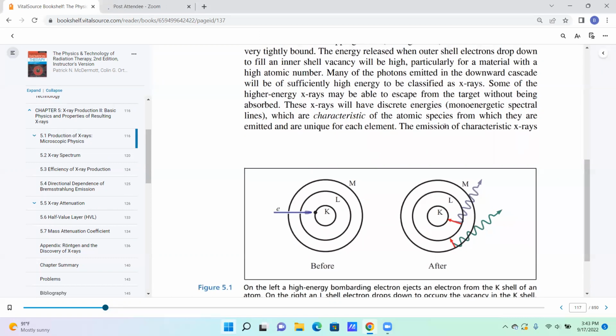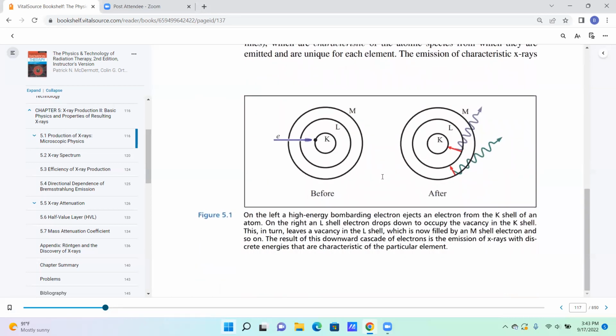These X-rays will have distinct energies because there are distinct energy levels, and in order to get from one to another, it's quantized. And so for different atoms, it's going to be different values. These values are characteristic of the atomic species for which they are emitted and unique for each element. That's how we can tell what it is. And you can see here the graphs or the diagrams, the figures in this chapter are going to say much more than just the verbal description. So if you look at the diagrams, you can kind of tell what's going on.